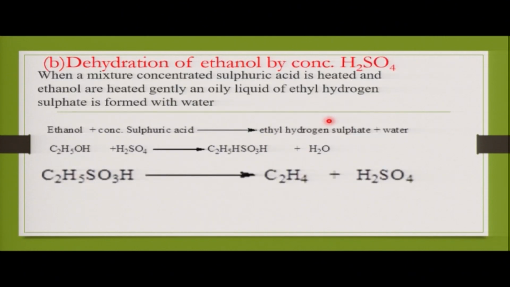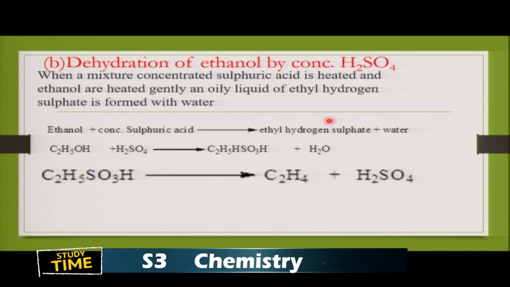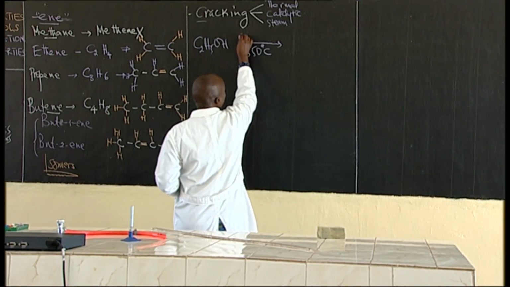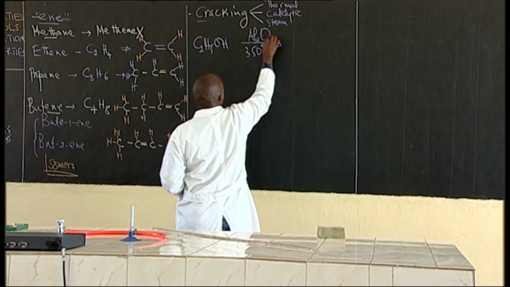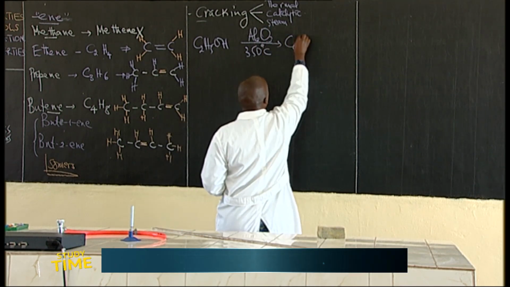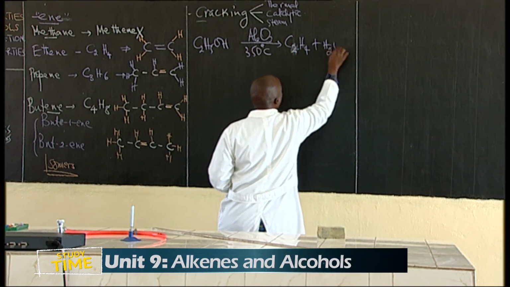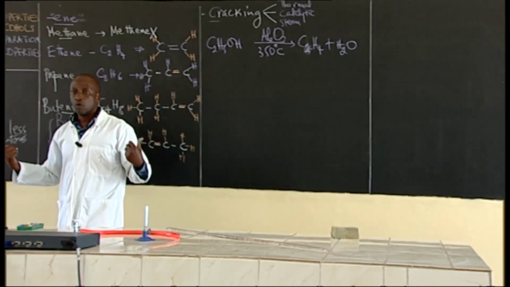And another method is dehydration of alcohol. So that is part A. So there are two parts under dehydration. You have dehydration by aluminum oxide. So when you have ethanol, C2H5OH, this is dehydrated at 350 degrees Celsius in presence of aluminum oxide as a catalyst. This will produce C2H4 plus water. Dehydration means removing water.